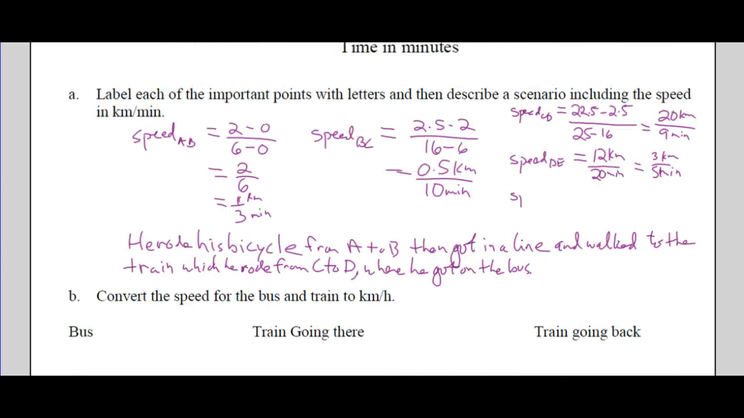Okay, so the speed E to F is 0 kilometers in 60 minutes, or 0 kilometers per minute, per hour, whatever. Let's just leave it at that. 0 kilometers in 60 minutes. Okay, from E to F, we rode the bus D to E. From E to F, he visited his friend.